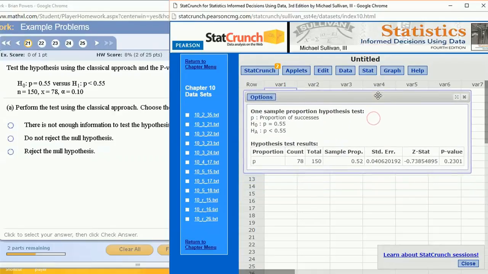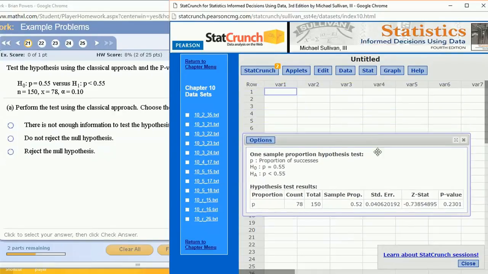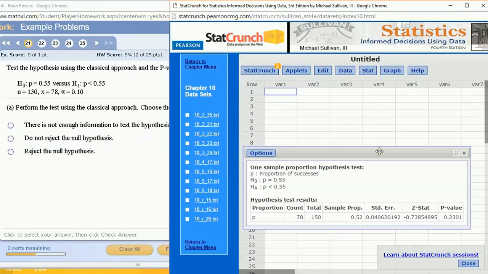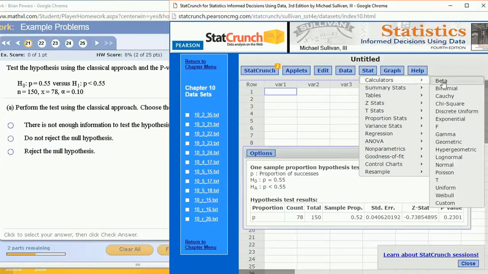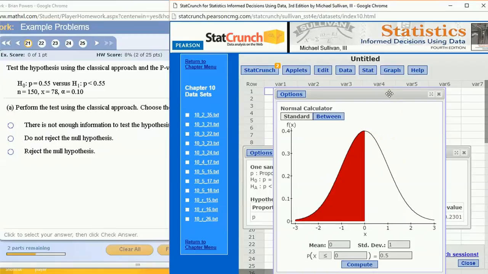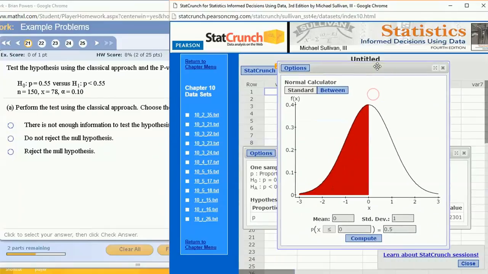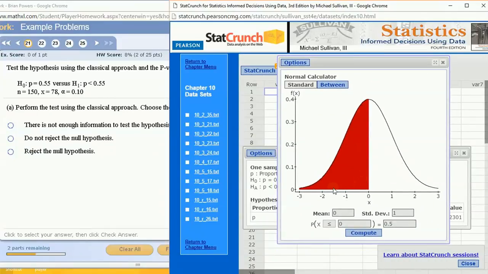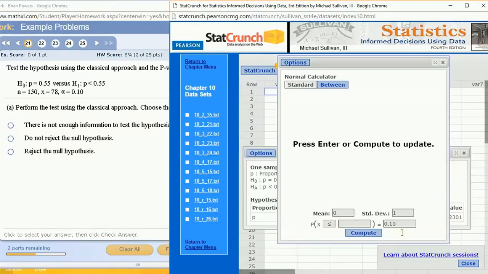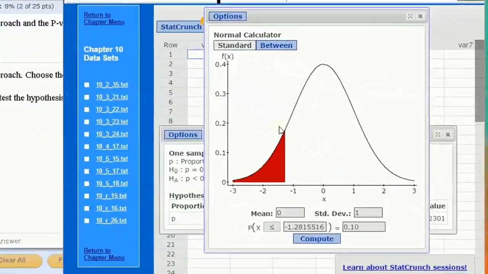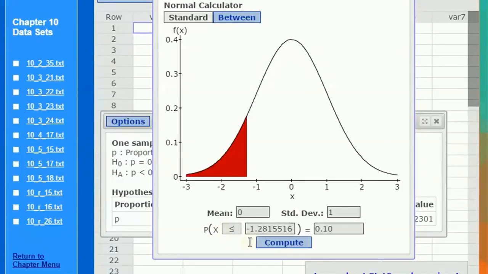This is going to give me some of the information, but it doesn't give me the critical value for rejecting using the classical approach. For that, I need to go back to the stat menu, go to my normal calculator. And since this is a left-tailed test, because the alternative hypothesis has p less than 0.55, I want my red tail in the left, and I want that left tail to be 0.10. That's the level of probability, that's my alpha level. Hit enter. So this tells me my critical value is negative 1.28.